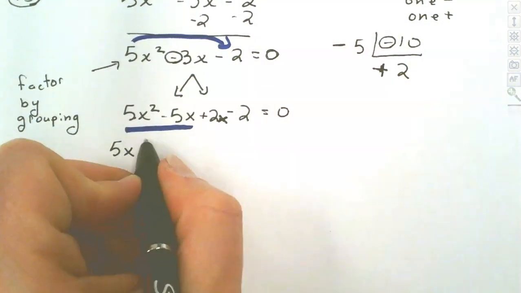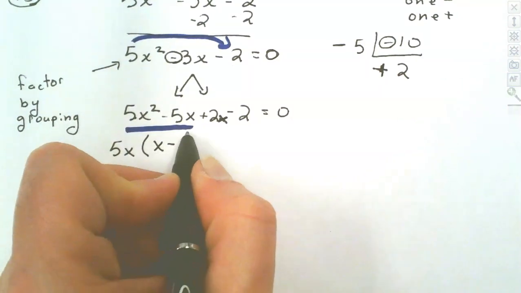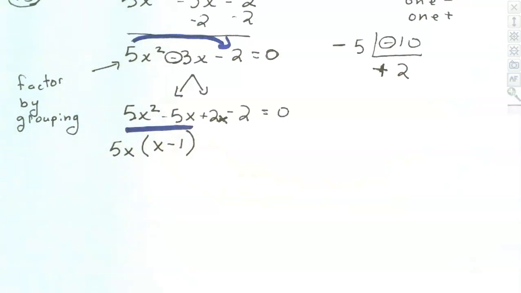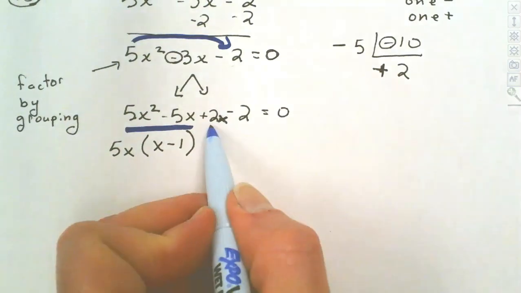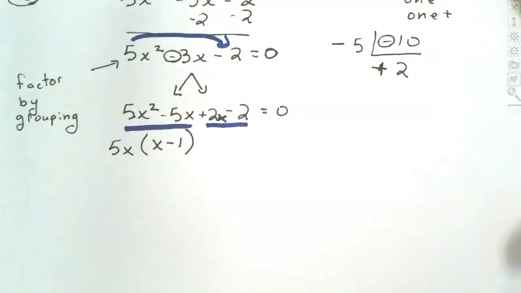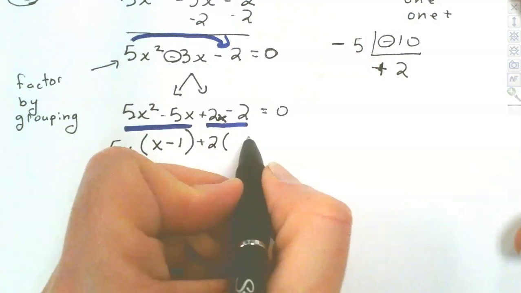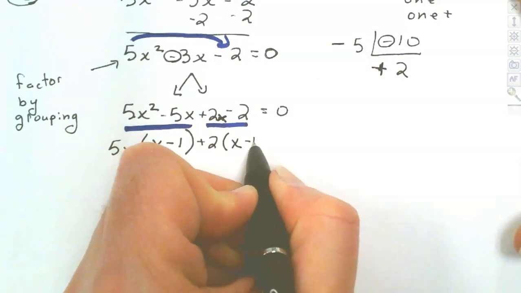X. So that's going to leave you with an x and a minus what? 1. 5x was in common, so I factored it out. What about the last two pieces? What do these have in common? These have in common a 2. So take out your 2, and then what's left over? X minus 1.